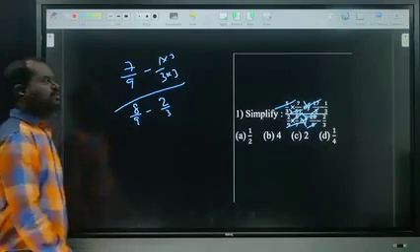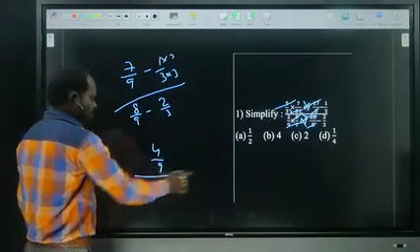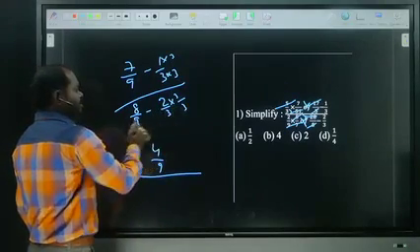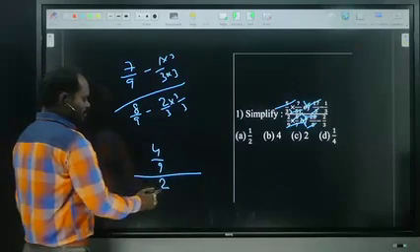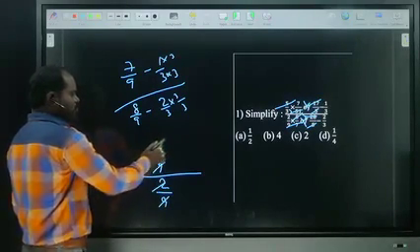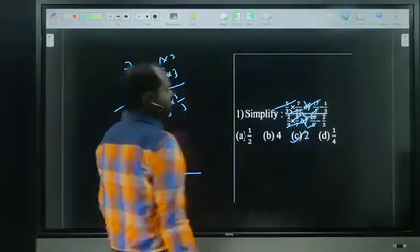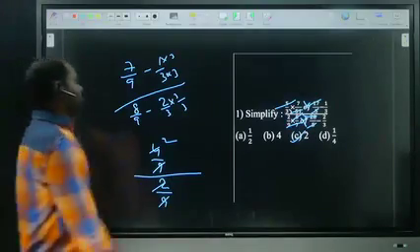So 9, 9 becomes the same. What will happen? 7 minus 3, that means 4 by 9. Here also by multiplying by 3, they become equal. 9, 9 same. So 8 minus 6 is nothing but 2 by 9. 9, 9 cancel, 2 ones, 2 twos. So what is the answer? 2. Option C. Right? Answer is option C. Now, next.